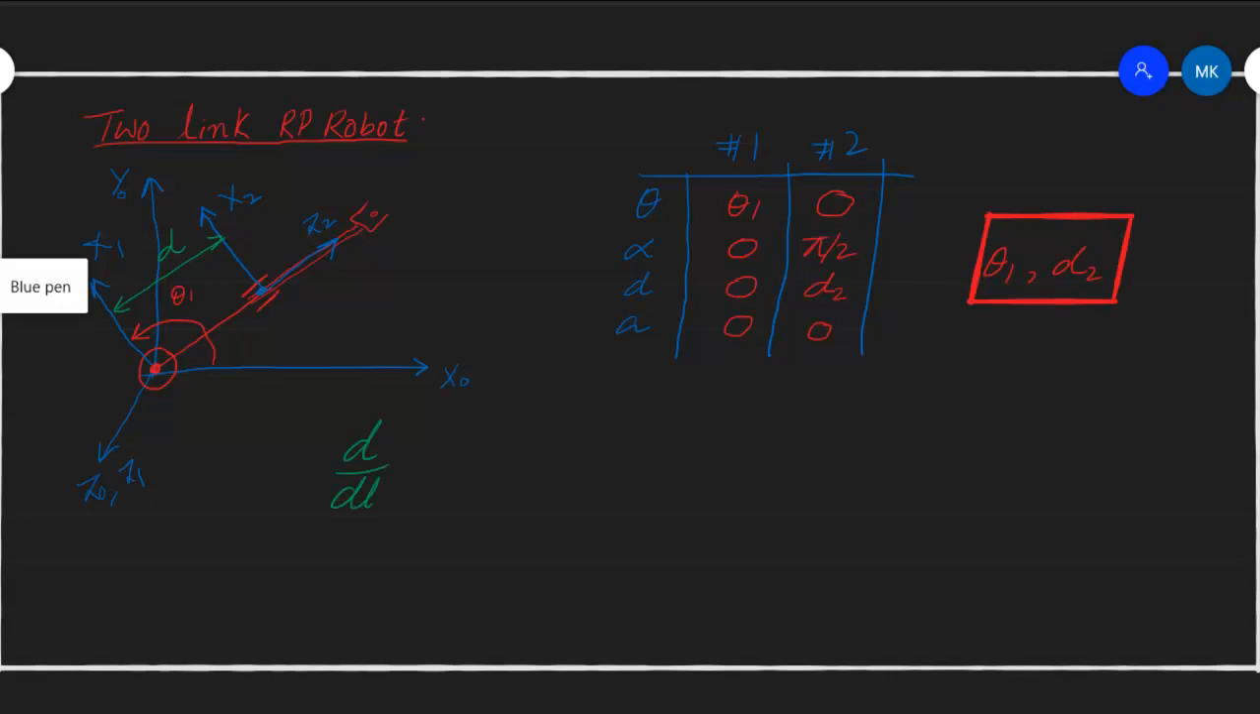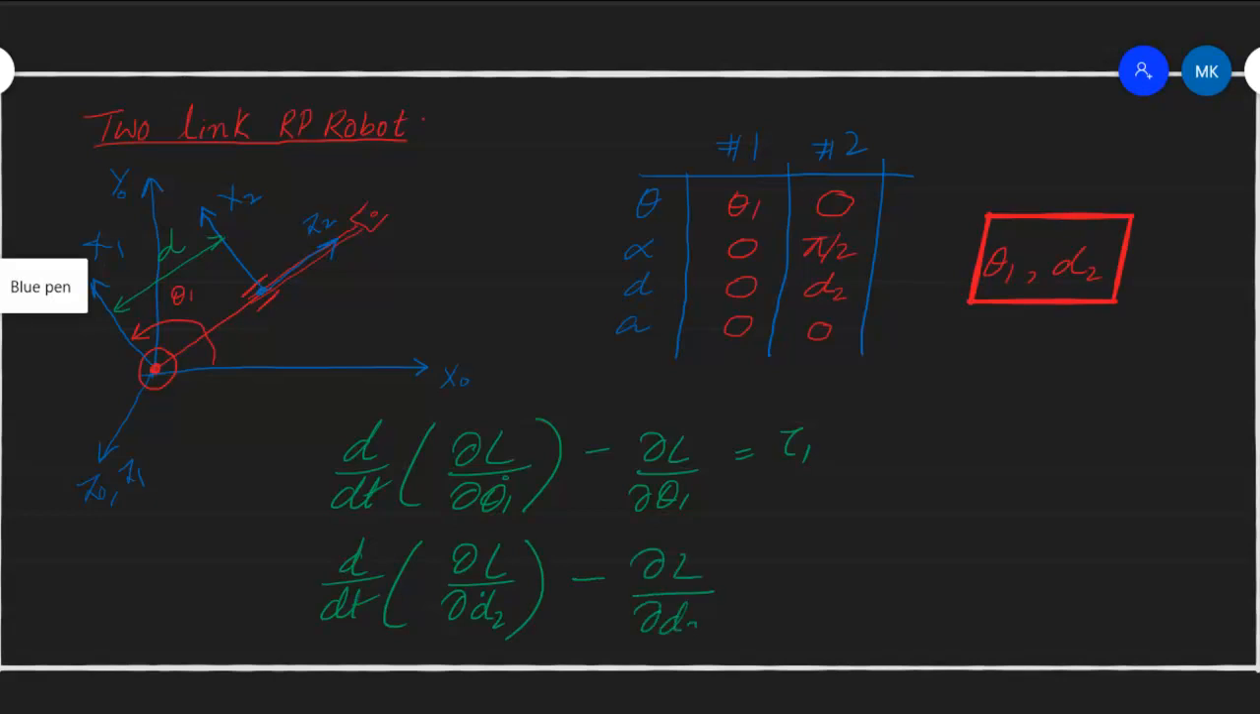We need to do something like d by dt of dou L by dou theta 1 dot minus dou L by dou theta 1 is equal to tau 1, and we would require another one, that is d by dt of dou L by dou d2 dot, that's the joint variable, minus dou L by dou d2 is equal to, rather than torque, F2, which is the force required to slide link 2 through the prismatic joint. So this will be our equation of motion.